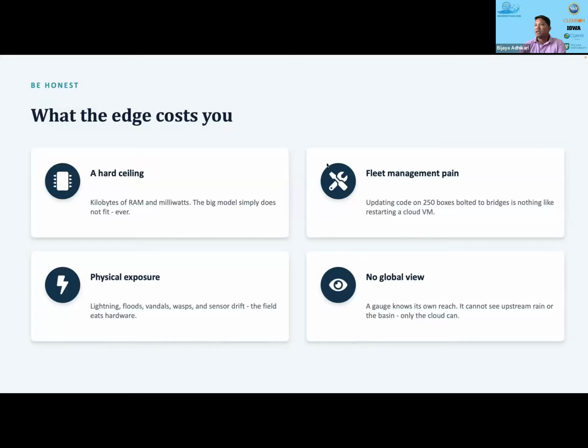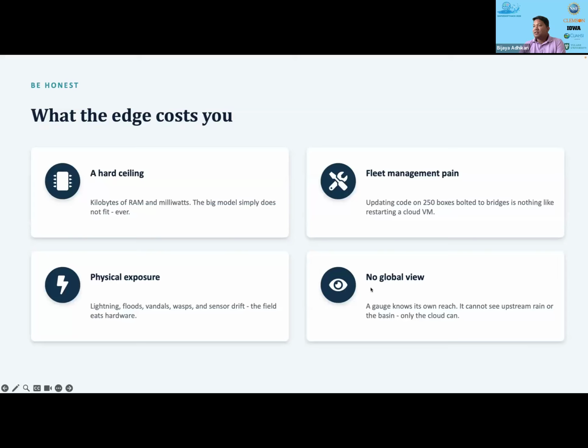So there is some cost associated with edge computing. The devices are at the mercy of the physical world. Lightning could destroy it, floods could sweep it away, people could break it, or wild animals can come and kick the device and throw it off its fixed position. So the field is going to eat some of the hardware away. That's the cost of deploying things in the real world. It's not as protected as a machine that lives in an air conditioned warehouse.